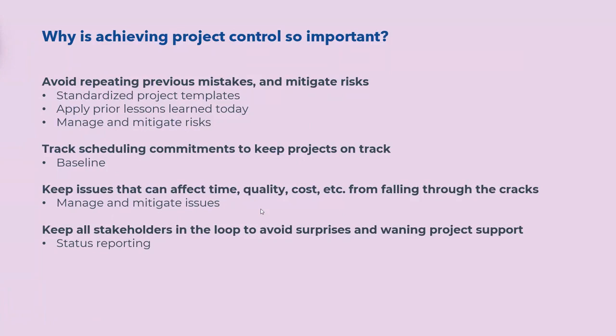And finally, if you achieve project control, you will keep your stakeholders in the loop to avoid surprises. And of course, waning project support, which could really be serious. If stakeholders start to get suspicious about what's going on or how things are going, even if it's bad, even bad news needs to be communicated. Keep people in the loop. And a way that you can achieve that is through status reporting.